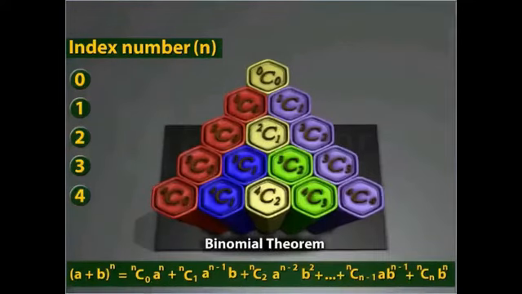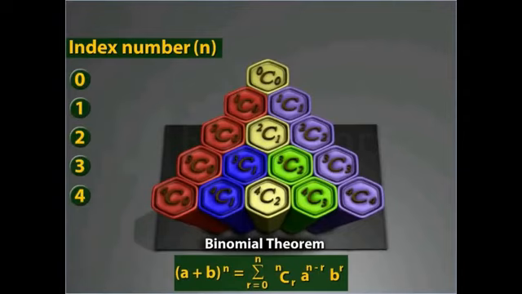The expansion of the binomial theorem can also be represented as (a plus b) whole raised to the power n is equal to the summation of nCr a raised to the power (n minus r) into b raised to the power r, where the value of r increases from 0 to n.